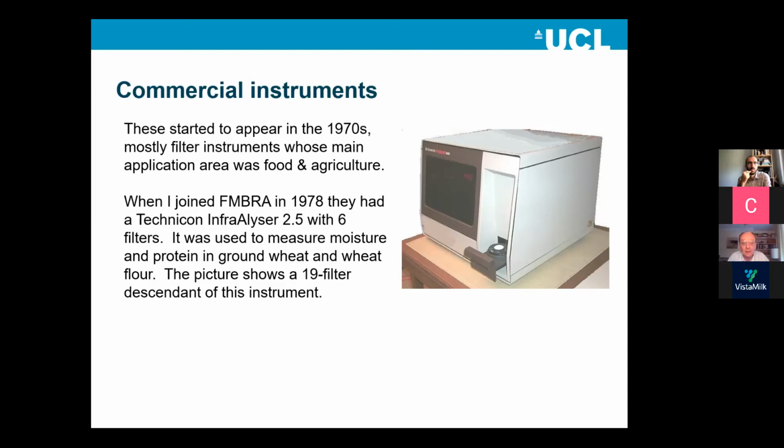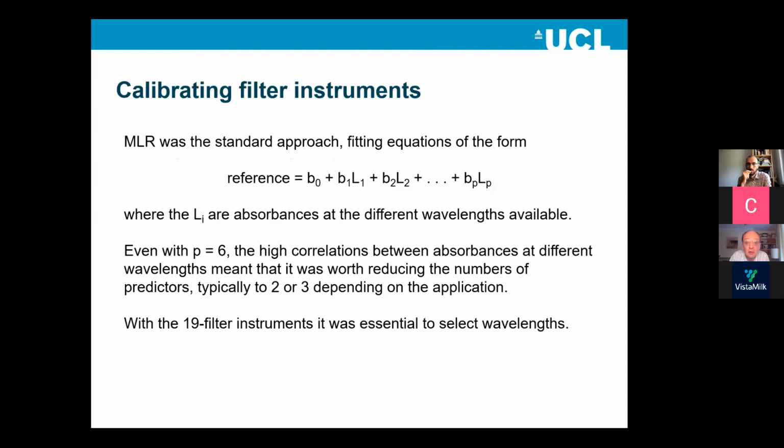So how did we calibrate those? That was MLR, because that's what Carl had done, but it was not using fancy ratios and derivatives and things. It was just using what I've called absorbances here, which are log one over R, which is why I've used an L for it, and multiple regression. So: a set of samples, a reference measurement on each one, log one over R at each filter wavelength, and you fit a multiple regression equation. And typically in those days, we would have calibration training sets of size about 30 to 40, which by modern day standards would be pretty small.